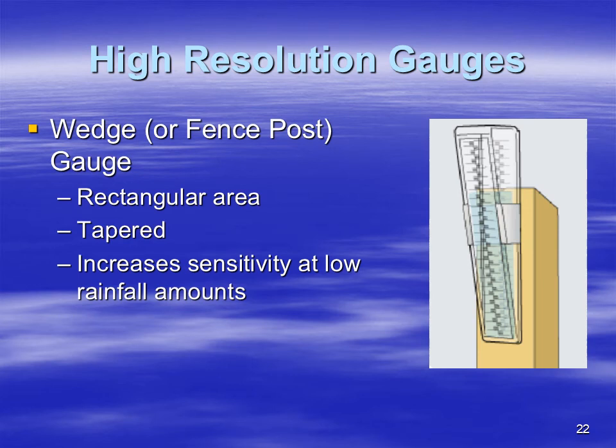The Wedge rain gauge, also known as a fence post rain gauge, is a gauge that is tapered, where it has a larger opening at the top and a much smaller area. Actually, it's infinitesimal at the bottom. It comes down to a point. So the name wedge implies that it looks like a wedge. What this means is that since the area is much smaller at the bottom of the gauge, the sensitivity is much higher. And then as you have higher and higher amounts of accumulation in the gauge, the sensitivity decreases because the area increases.